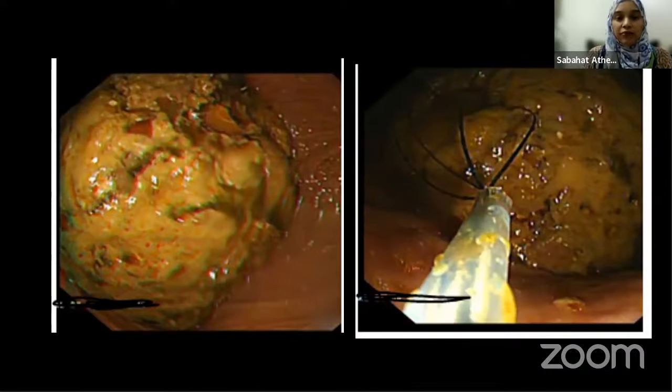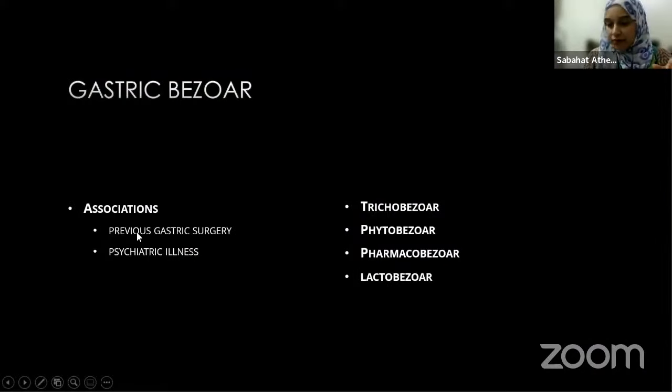So there are two sets of patients who can end up having bezoars. Okay, this patient had endoscopy, and can you see the extent of bezoar he had. And they tried to mince the bezoar and tried to evacuate it, but they couldn't. So this patient underwent, unfortunately, open surgery, and had his gastric bezoar removed. So associations, as I said, previous gastric surgery and psychiatric illness. In this case, a patient of ours had previous gastric surgery. As you can see, he has surgical staples, right? You can see the surgical staples. So he had previous gastric surgery.